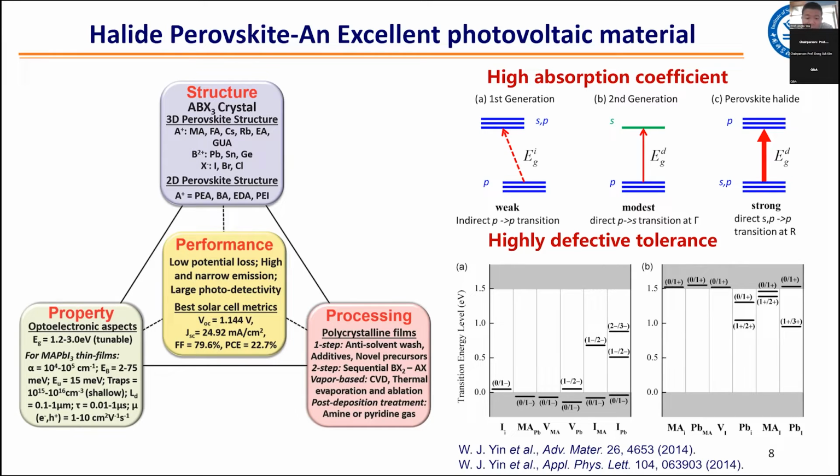When we use the solution process, the film we obtain is multicrystalline, so there are several grain boundaries and also several defects. Yet if we just use very simple spin coating, we can easily get over 20% efficiency. So we can see that this material has high defect tolerance. Most of the defects are shallow defects. Deep defect states are harder to form because of the high formation energy.